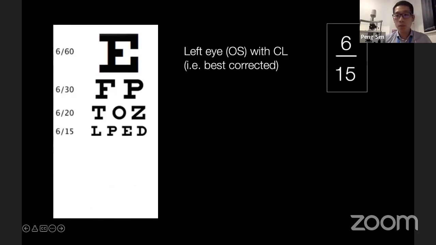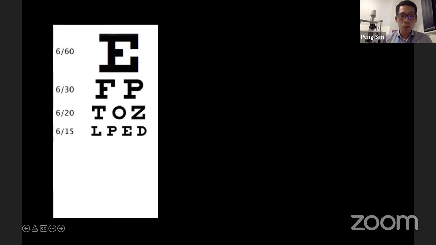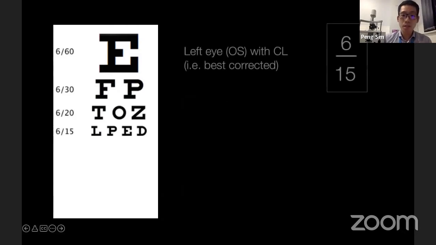So I'll just take you through some examples here. Say in this case, if I'm the patient and I'm testing my own left eye, if I can read down to this line here, I'll record this as 6/15.